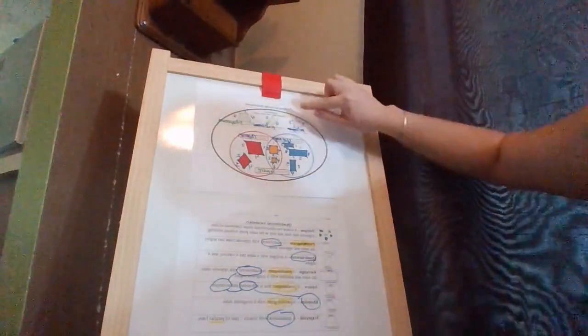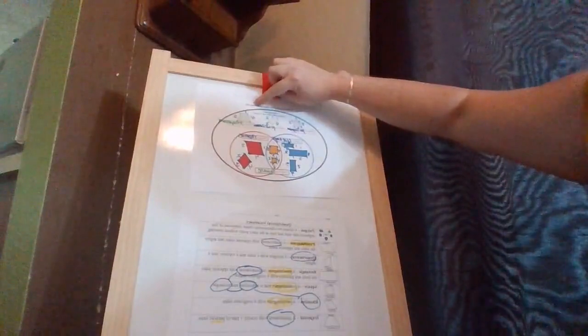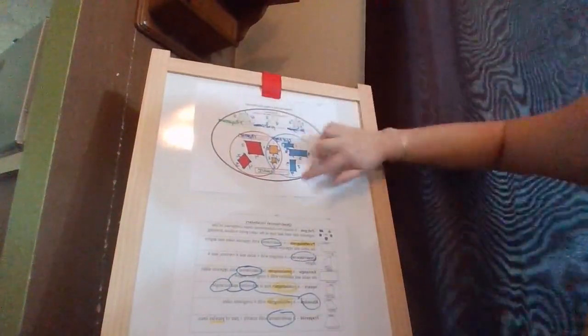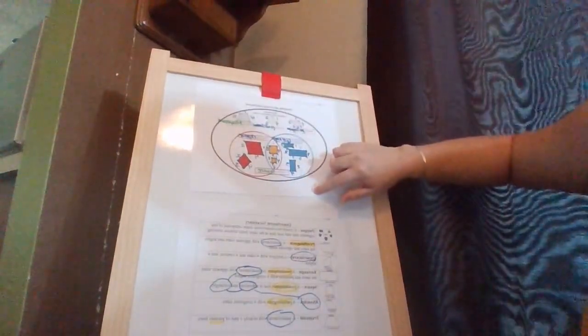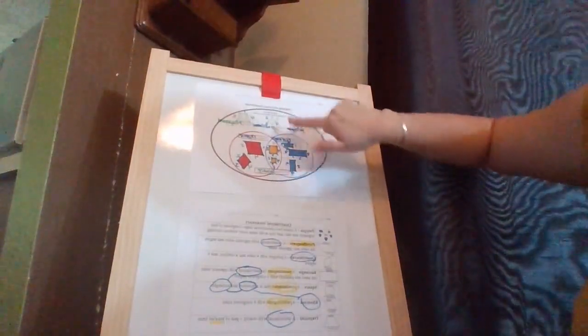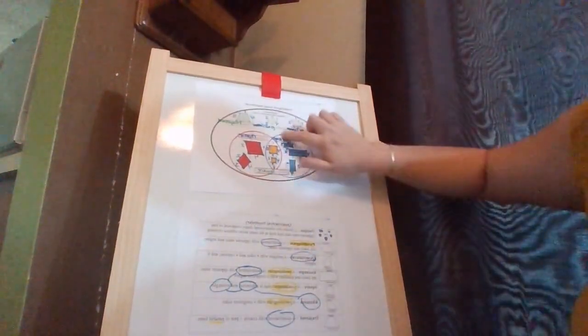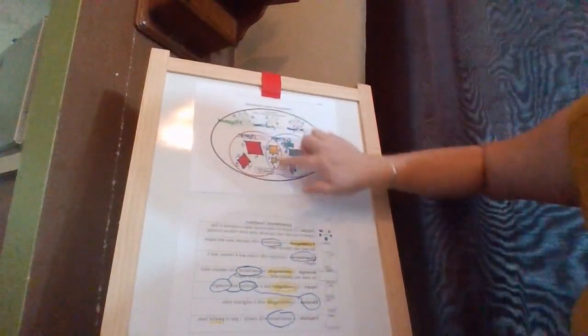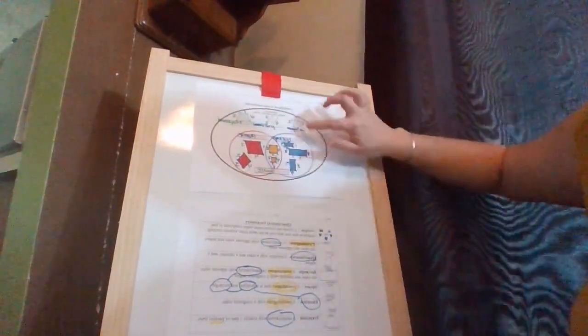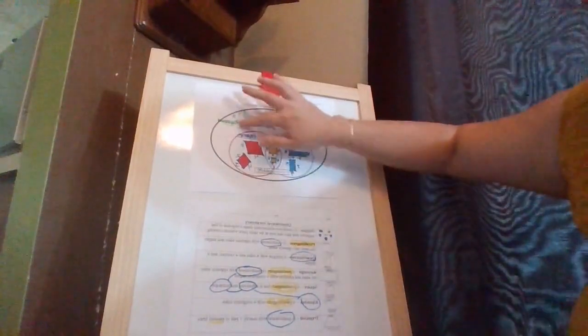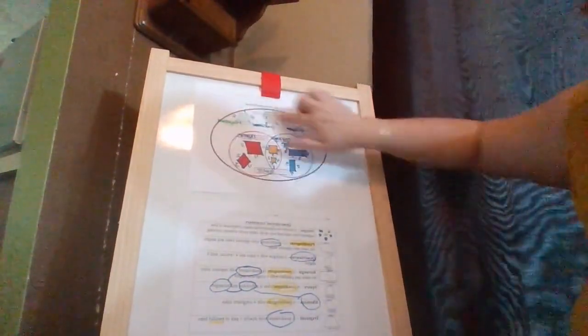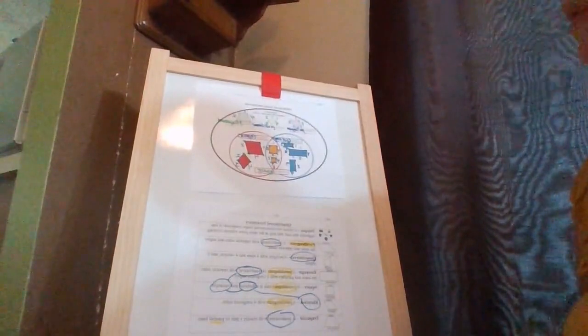Good job, friends. So, as a review, we classified and sorted quadrilaterals. We used a Venn diagram. We decided that all quadrilaterals are polygons with 4 sides and 4 vertices. A rectangle is also a square. A rhombus is also a square. But a parallelogram, a quadrilateral, and a trapezoid, all of these are quadrilaterals.